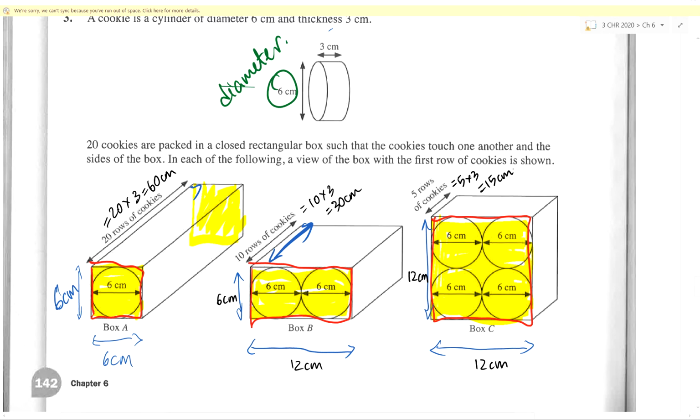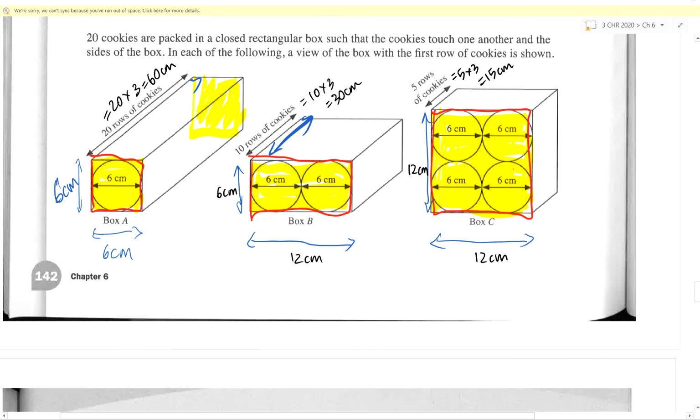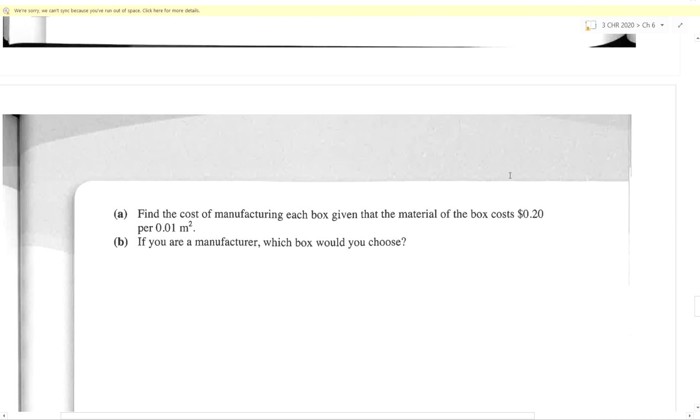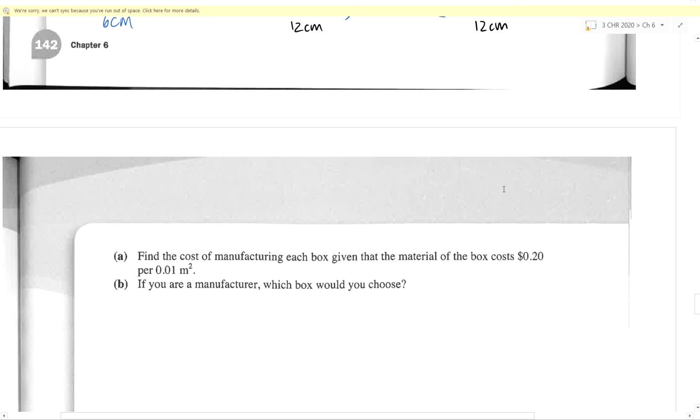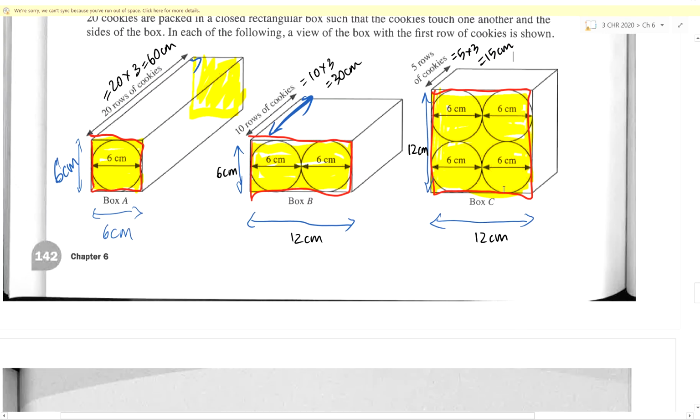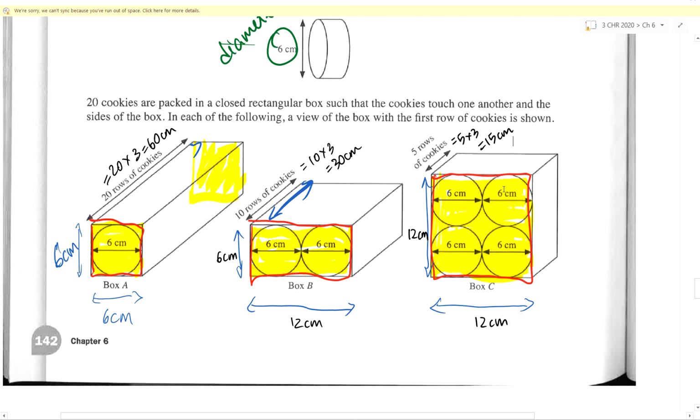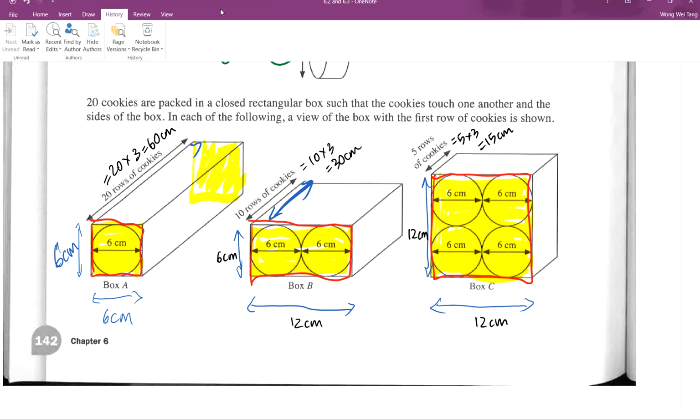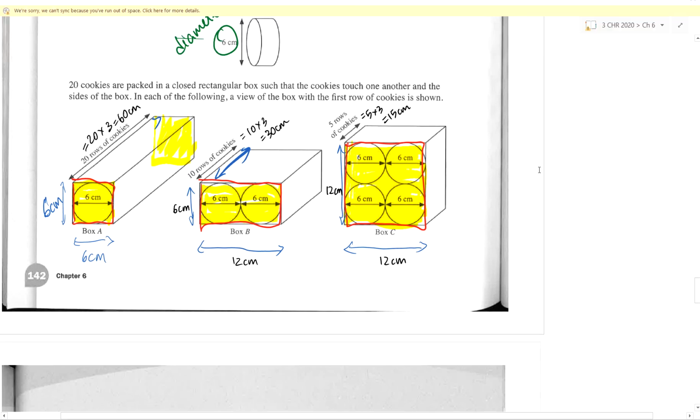So these are the dimensions you need to be able to come up with yourself before we can talk about calculating the total surface area. Find the cost of manufacturing each box, given that it is 20 cents per 0.01 square meters. So we have to first find out the total surface area for each of them. I'll be putting my working at the side. You can do it at any free space that you have.